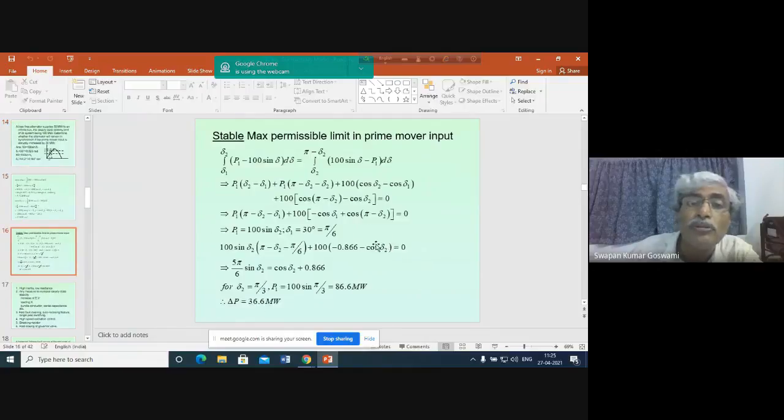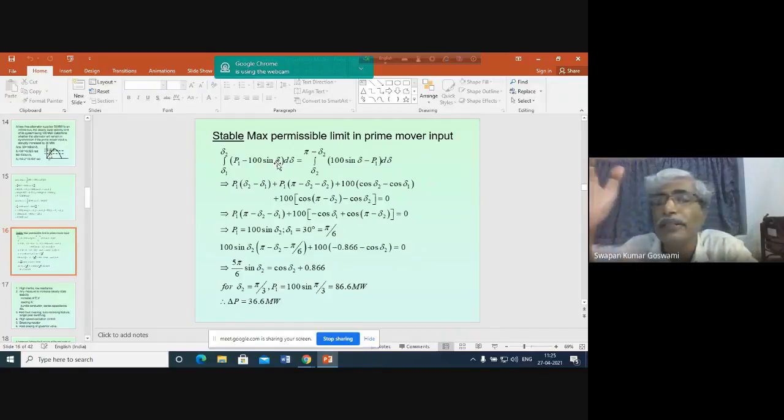And what is the output? Output is 100 sine delta, this curve. So 100 sine delta minus P1, output minus input. That means here we are calculating the retarding area, the available decelerating energy, such that it becomes just equal to the accelerating energy. We are interested to find out that delta around which the accelerating area and decelerating area will be the same, and that angle obviously is delta 2. So delta 2 here is the so-called critical clearing angle that we have expressed previously.